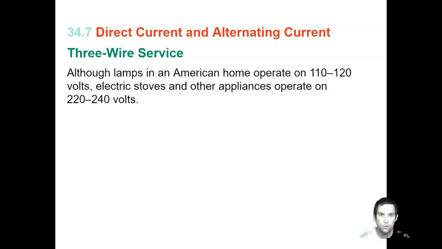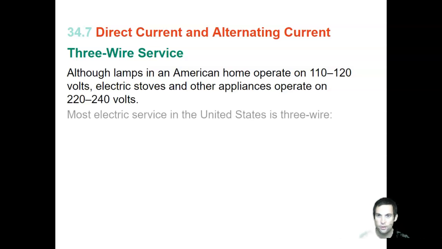Although lamps in American homes operate on 110 to 120 volts, remember volts, that's the potential difference, that's the pushing of the current. It's the gaining of energy for the charges as they move through the circuit. Electric stoves and other appliances do operate on 220 and 240 volts. So if you unplug your dryer and look at that plug, it's a monster plug compared to the plug on your TV, which only has 2 prongs. So you've got the 3 giant prongs for the 220 volts.